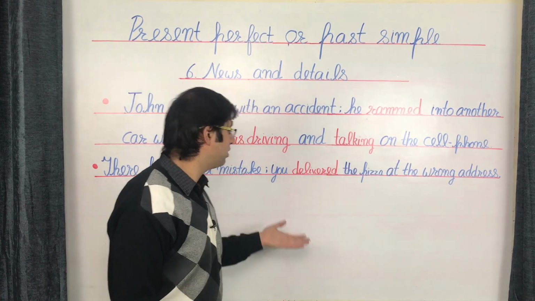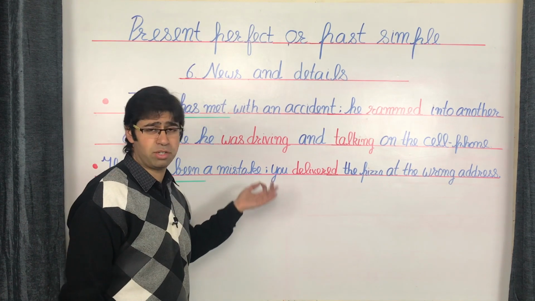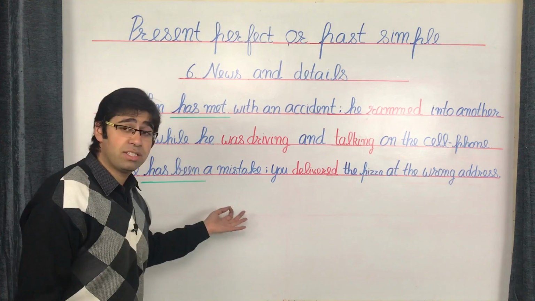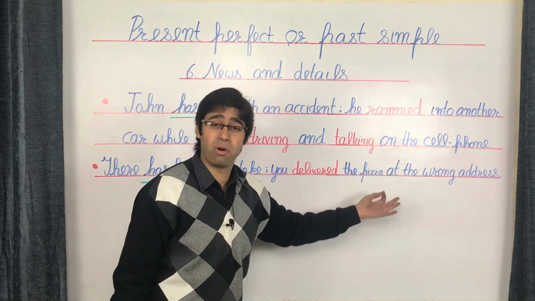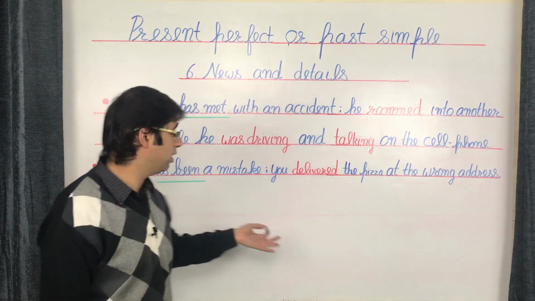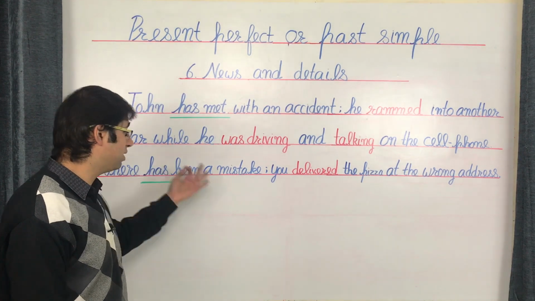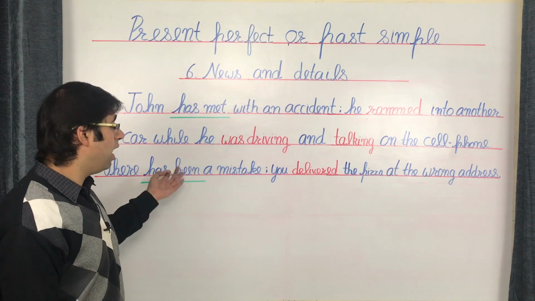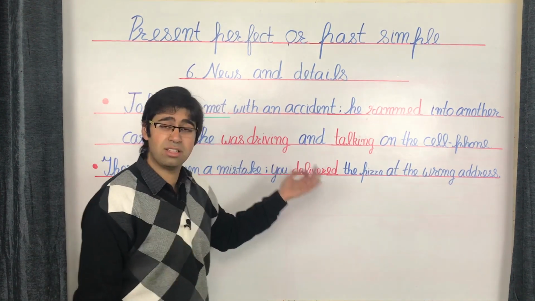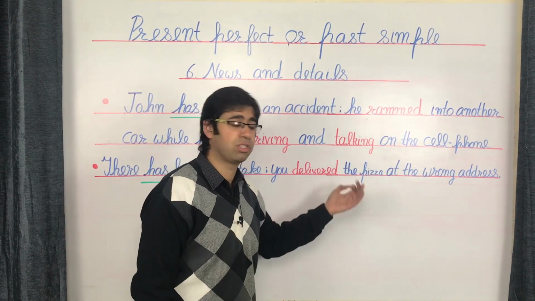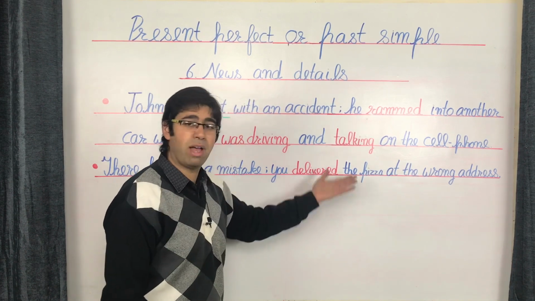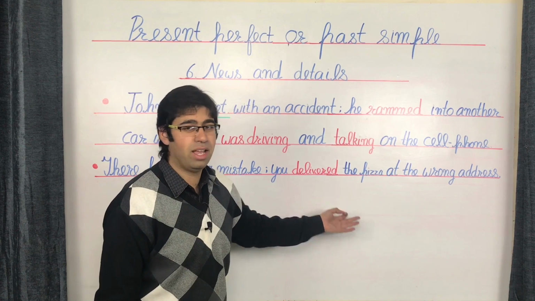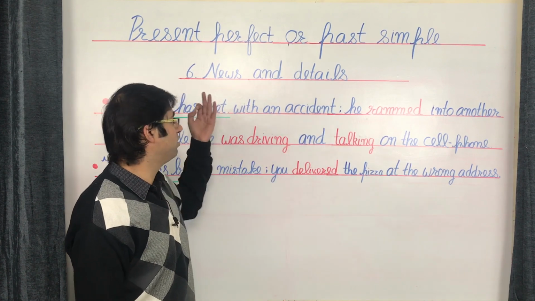And let's take a final example over here, which is not so much of a news, but just to clarify further. And you've got the sentence, "There has been a mistake. You delivered the pizza at the wrong address." So what is the main information over here? That is that there has been a mistake. And you see that being expressed using the present perfect. And you have the details being followed up using the simple past, which reflects in the word "delivered." You have that sentence, "You delivered the pizza at the wrong address." And that's all in the last section, that is news and details.